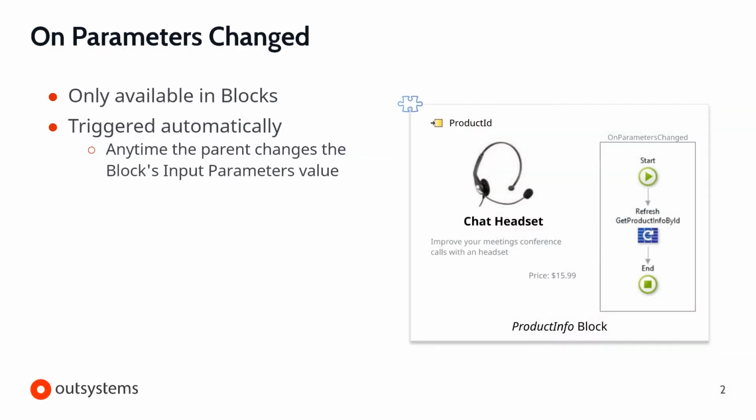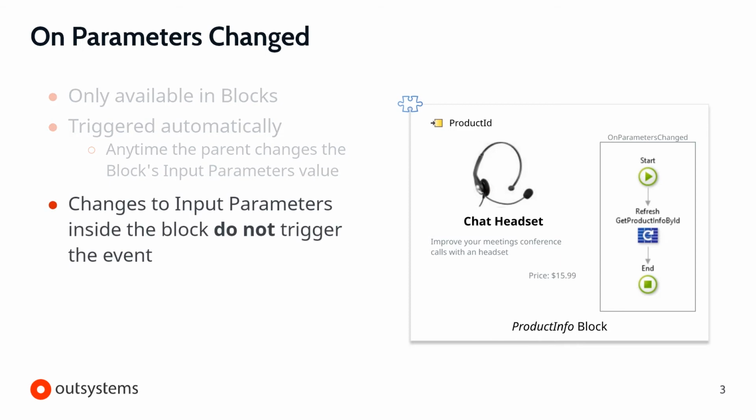Blocks have a built-in event named onParametersChanged. This event is only available in blocks, and the platform triggers it automatically whenever the parent changes the value of one of the block input parameters. This allows the block to react to changes coming from its parent. Note that inside the block itself, changing an input parameter value will not trigger this event.